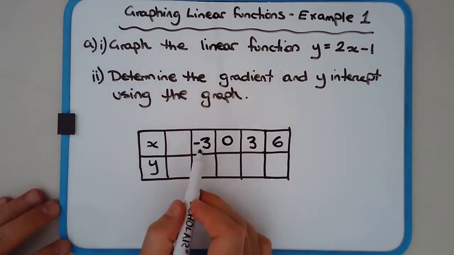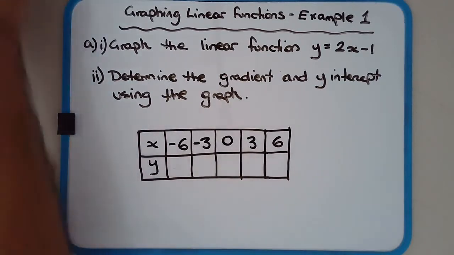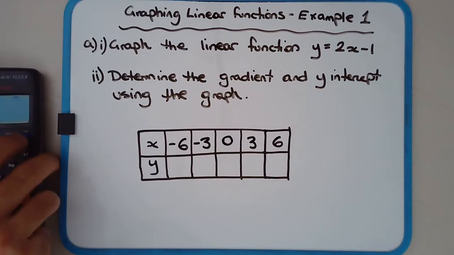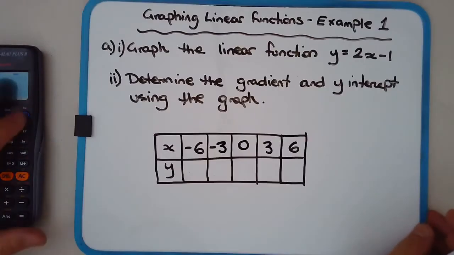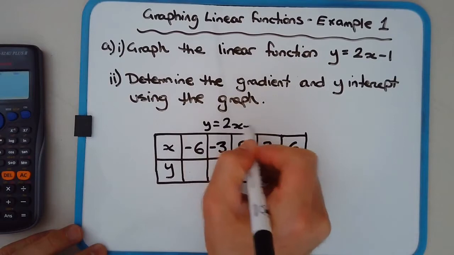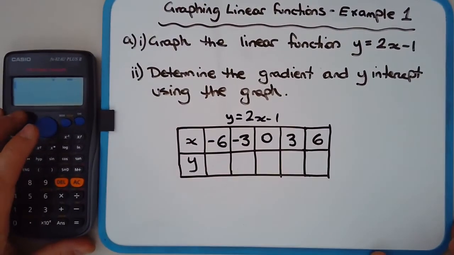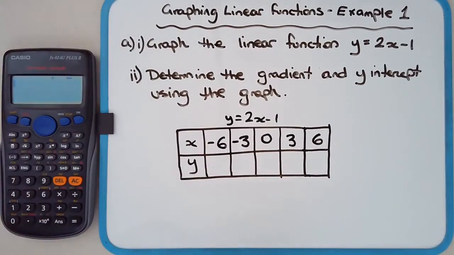So I'll go -3 and -6. So 5 values. I probably wouldn't need all 5. 3 values would probably be a good number of coordinates to use. Anyways, so this is our linear function, y equals 2x minus 1. All right, I've got the calculator ready. And I might just brighten the camera a little bit there.